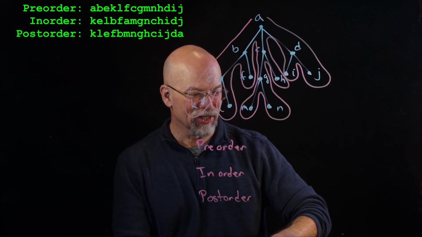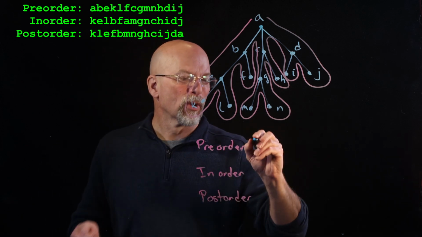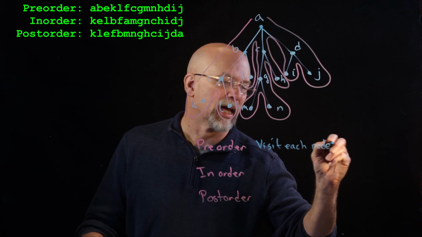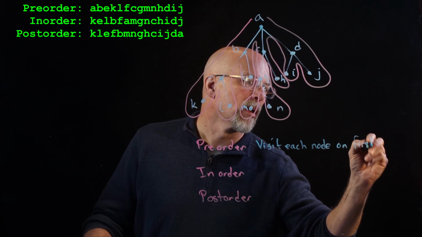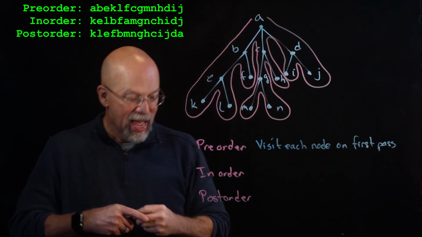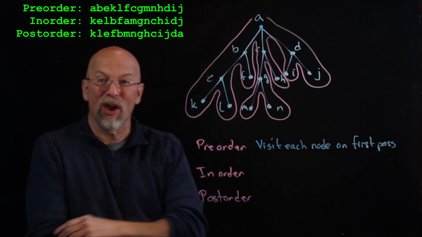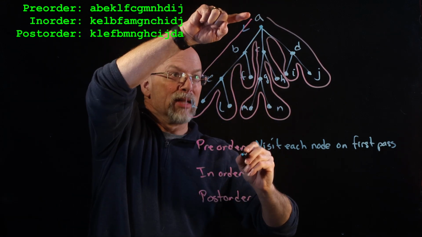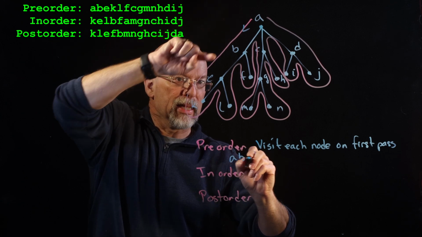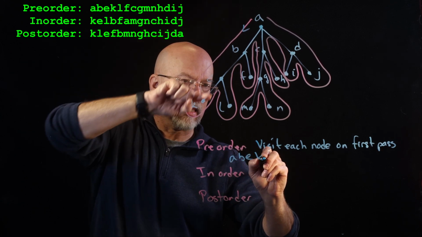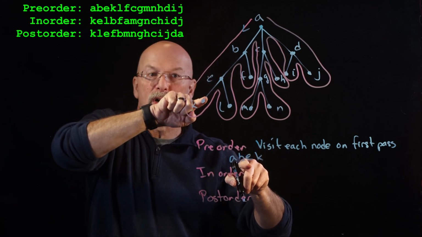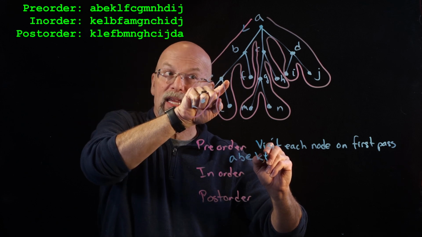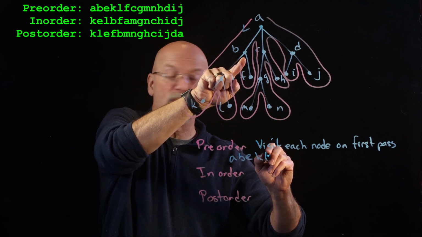Now, the trick is, first of all, with preorder, we're going to visit each node or vertex on first pass. Okay? And what that means is that as soon as you pass a node, you're going to visit it. So I am going in this direction. So we come down here and I go A, B, E, K, and then come up. I've already visited E once, so I don't visit it a second time. And then I come down to L, come up. I've already visited E once. I don't visit it again. I've already visited B once. I don't visit it again.